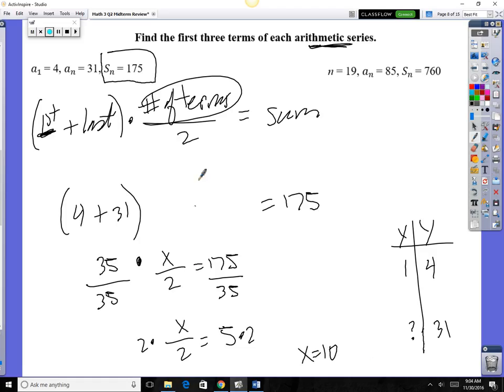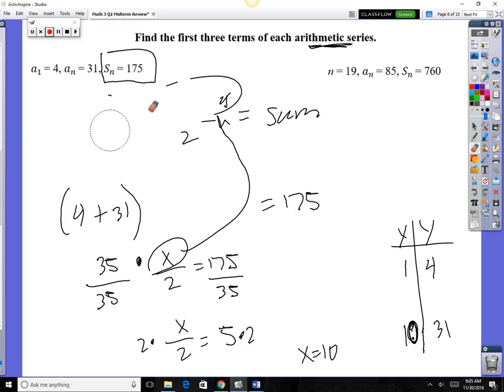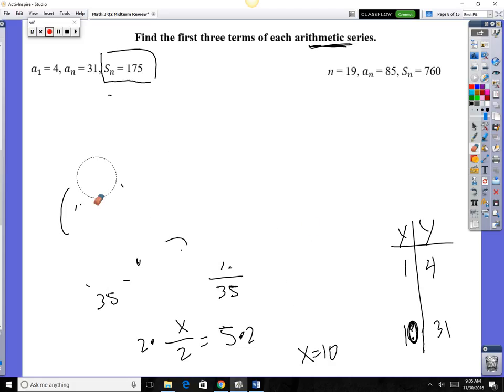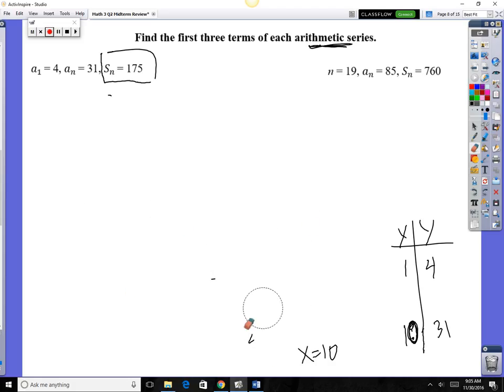So you just found the number of terms, because that's what x was. x was the number of terms. So that means there are 10 in that list. The first one is a 4, the 10th one is a 31. Okay, so now I've got to erase this stuff. They want you to find the first 3 terms. So we're going to go 4, we need the second, and we need the third.